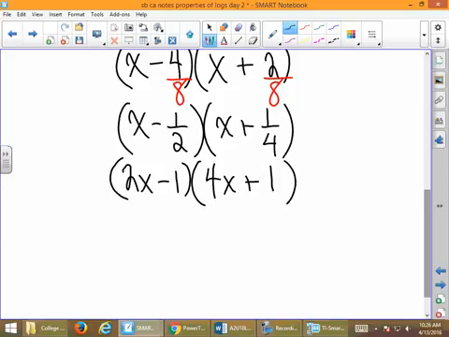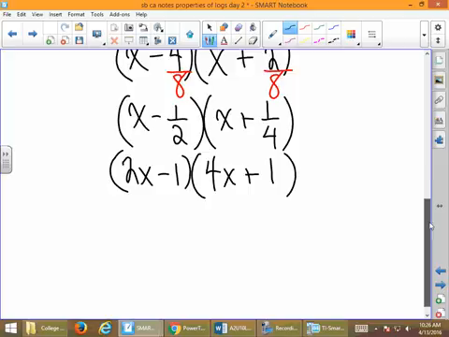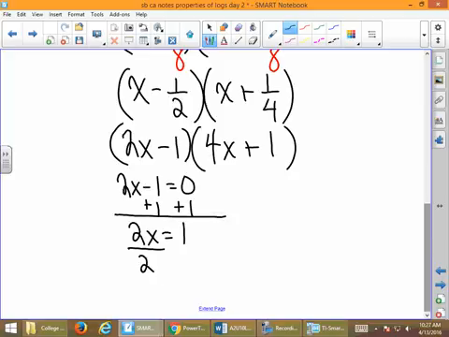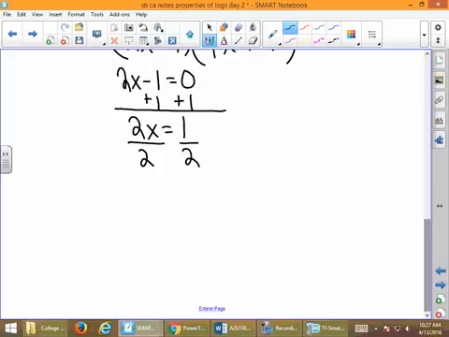And now we can get our solutions, whether we get them from here or from here. These mean the same thing. The reason that I like this first one is that we can say x equals 1/2, x equals negative 1/4 right away for most people. Otherwise, we have to take 2x minus 1 and set it equal to 0. And then we add 1 to both sides. Get 2x equals 1, divide both sides by 2. X equals 1/2.